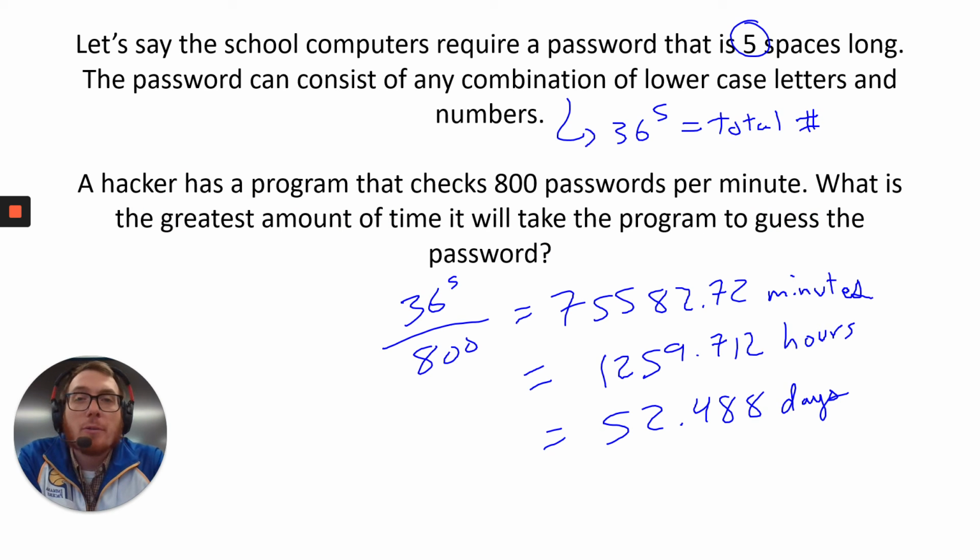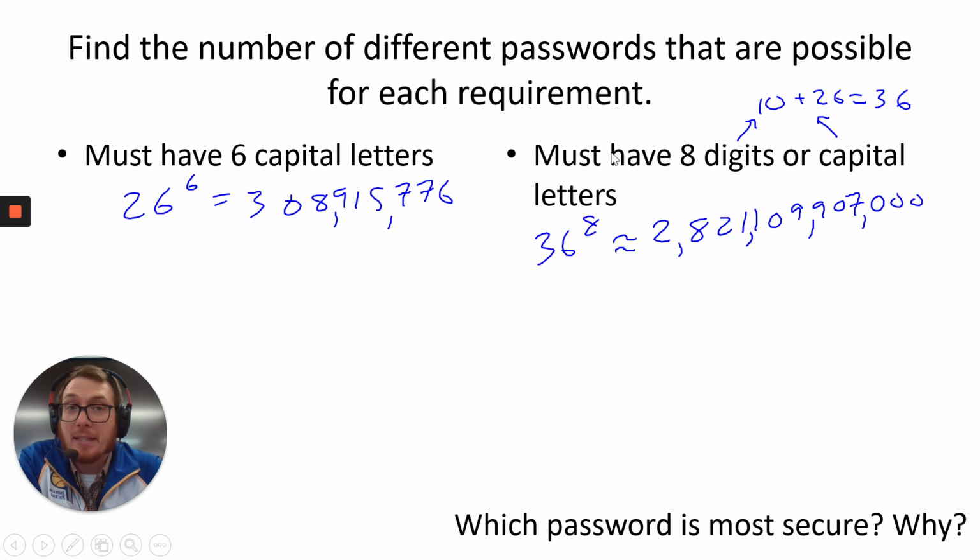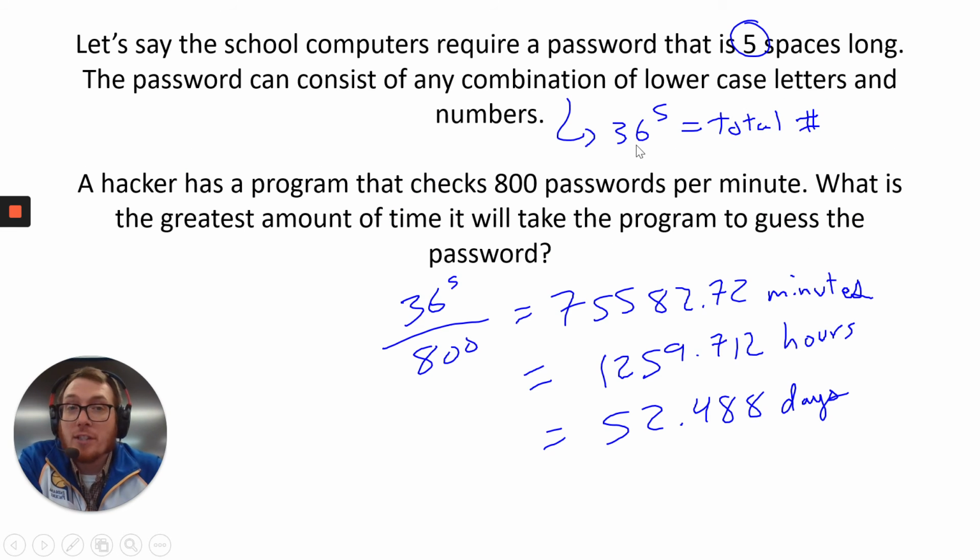Okay, let's say a school computer requires a password that's 5 spaces long. It can consist of lowercase letters and numbers. So this would be the same 36. The lowercase would be the exact same as the capital letter and the digits. So there's 36 options for each, and then raise that to the 5th power or times itself 5 times. One thing you may want to double check is make sure you're able to do that to the 5th power on your calculator. This says that a hacker has a program that checks 800 passwords a minute. What's the greatest amount of time that will take the program to guess your password?